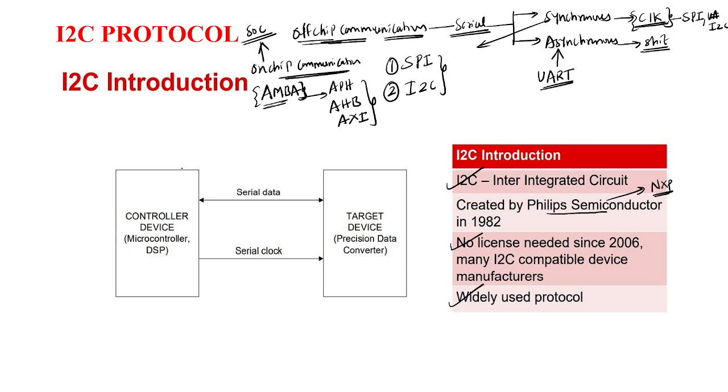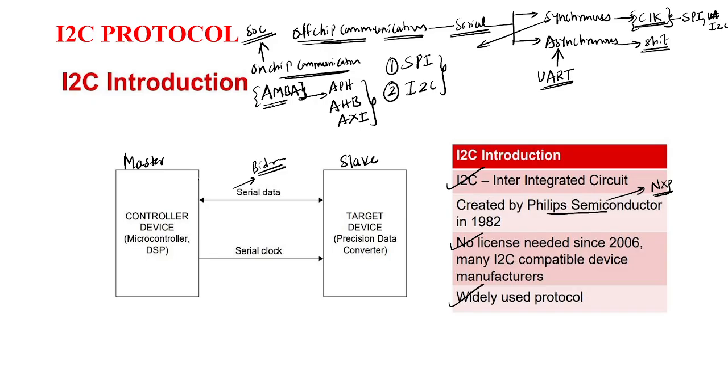Basically, the I2C protocol has two lines. One is the serial data line, which is a bidirectional line used to send the data. Here you have a master and a slave. The master can be a microcontroller, a DSP processor, or a microprocessor.